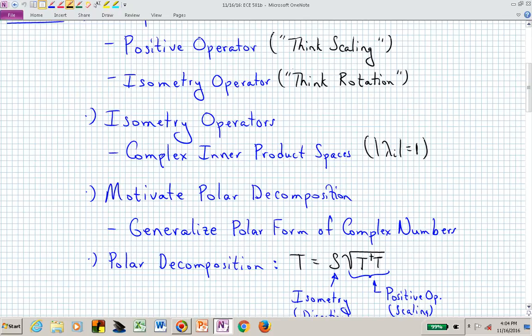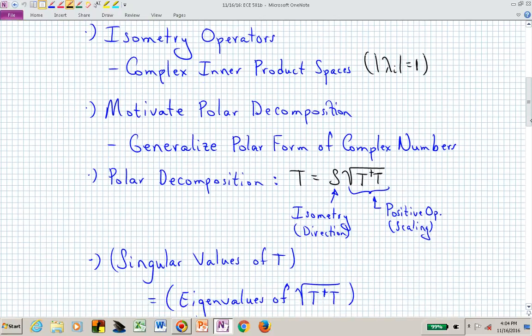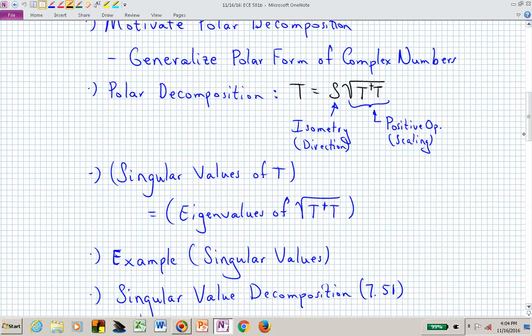The isometry now allows us to rotate from that, and that motivates this polar decomposition, which is, like I said, the generalized form or a generalization of the polar form of complex numbers. And that then says that we will have this positive piece, so we're factoring a linear operator T into 2 pieces. A positive piece, which is the positive square root of T dagger T, and a rotation piece, which is this isometry.